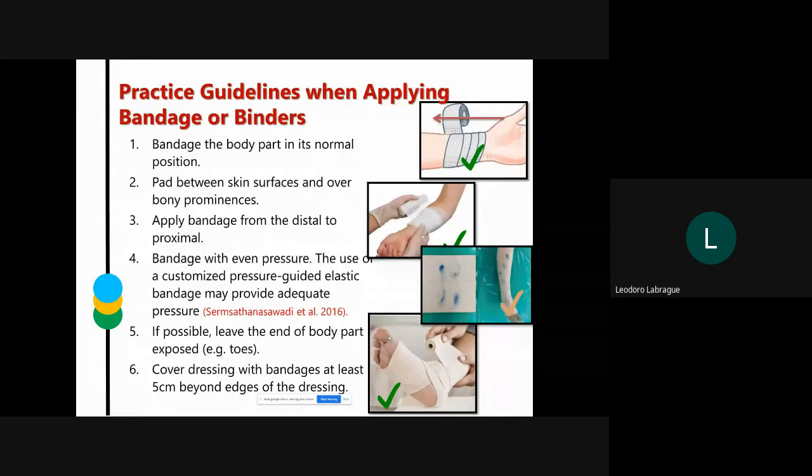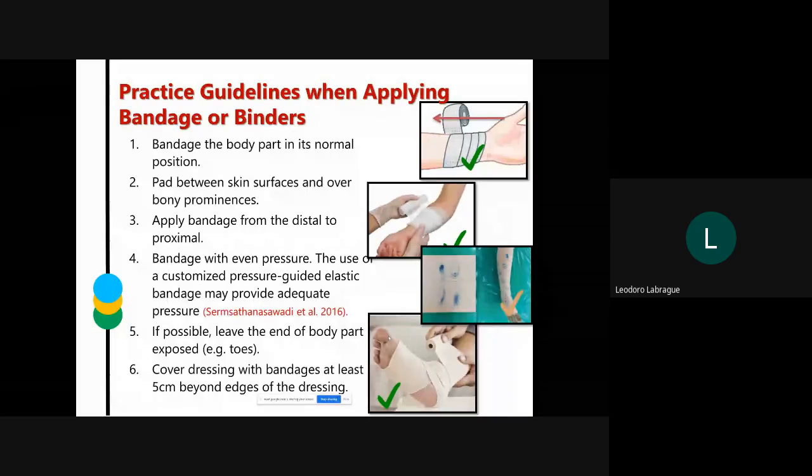Okay. Number 2, pad between skin surfaces and over bony prominences. What do we mean by pad between skin surfaces? Which means, if you're going to apply bandage in these bony prominences, you need to put some gauze or skin pad before you apply the bandage. This will add protection to the bony prominences of your patient.